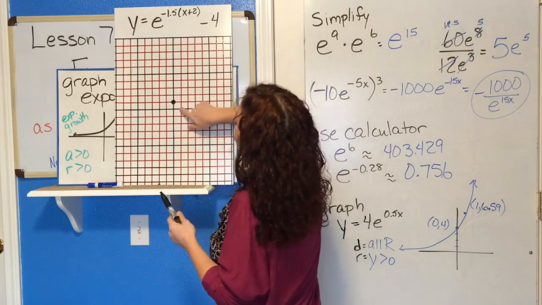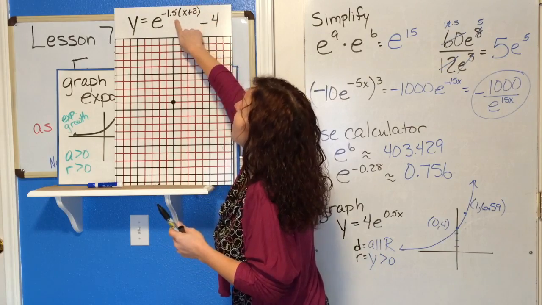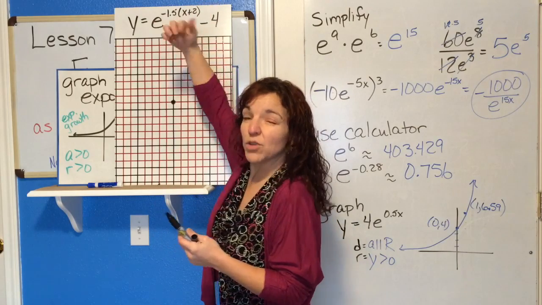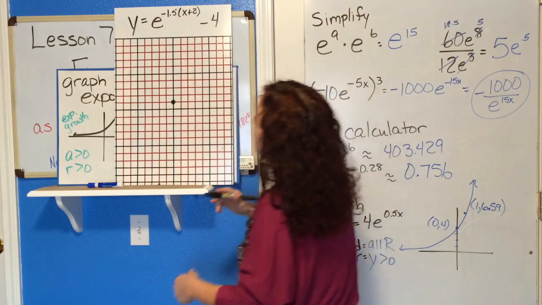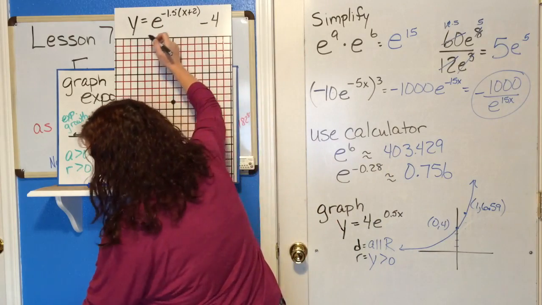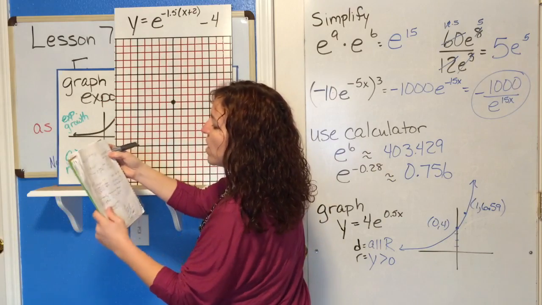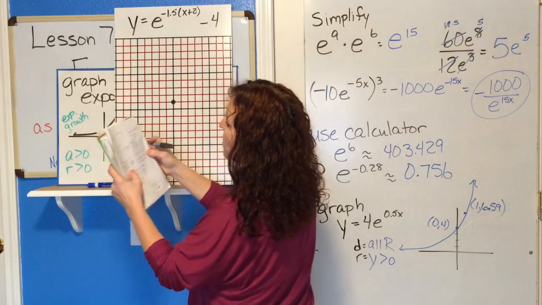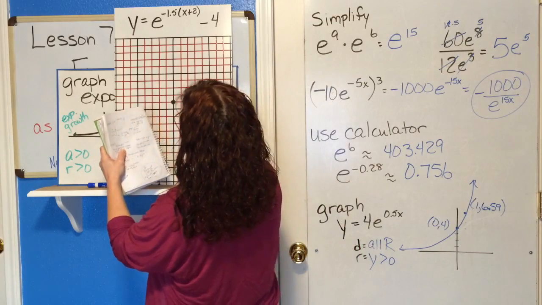and then you're going to go next to 1, and then you're going to take 1 times negative 1.5, which is just negative 1.5. You do have to plug that into your calculator. Negative 1.5, and then your e to the x power. All right, so here's what we've got. 0.22.